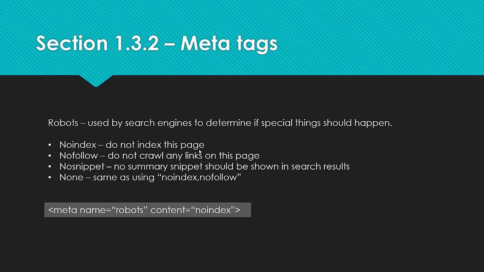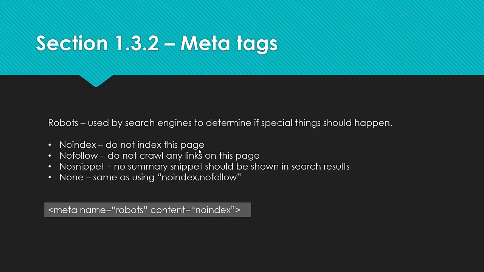Then there is the robots meta tag. This is used by search engines to determine if special things should happen, such as if you don't want Yahoo to index this page because you want to keep it private to yourself and to your family or for work, you just put noindex into this robots meta tag. If you don't want them to follow any of the links within this page, you put nofollow. And if you don't want a summary snippet to be drawn that is within the page for that search result, then put nosnippet. You can also put none, which is the same as doing noindex, nofollow.